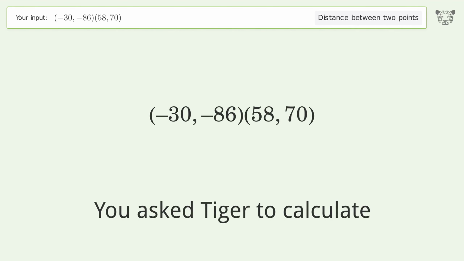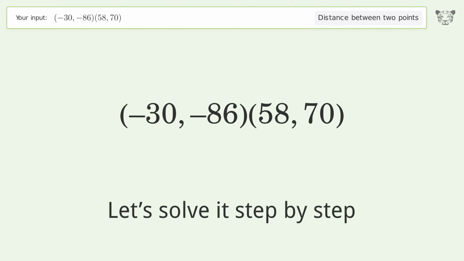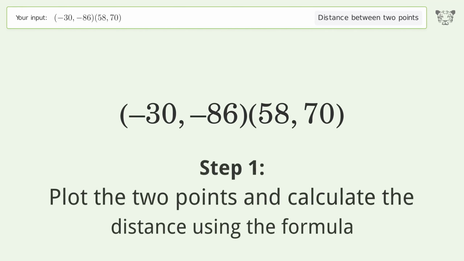You ask Tiger to calculate. This deals with the distance between 2 points. The distance between the 2 points is the square root of 32,080, or 179.109. Let's solve it step by step. Plot the 2 points and calculate the distance using the formula.